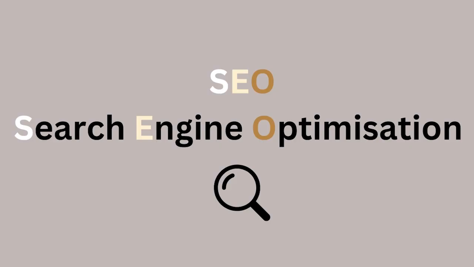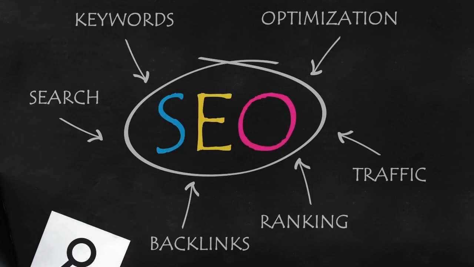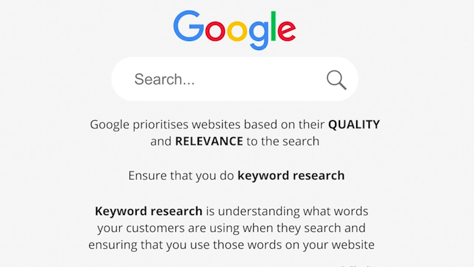The very first one would be SEO, so search engine optimization. Search engine optimization is when people search on Google, you want your website to be one of the first websites to come up. How do you get your website at the top of a Google search? Well, Google always prioritizes websites based on quality and relevance to the search. And how it does that is it searches for keywords that the customer would search, and it would also search for a matching of those words in your website.